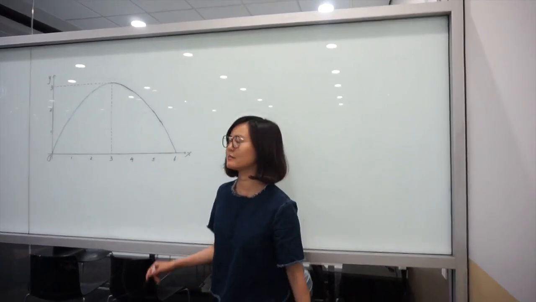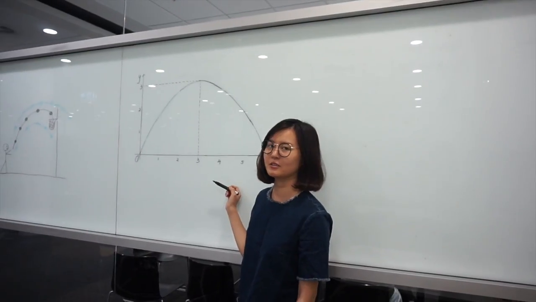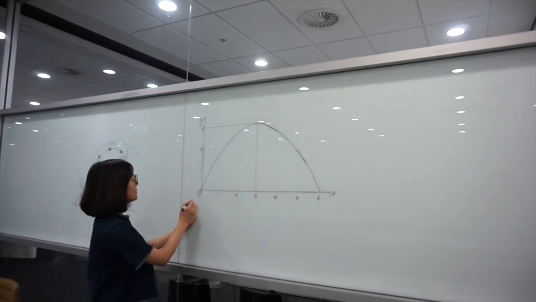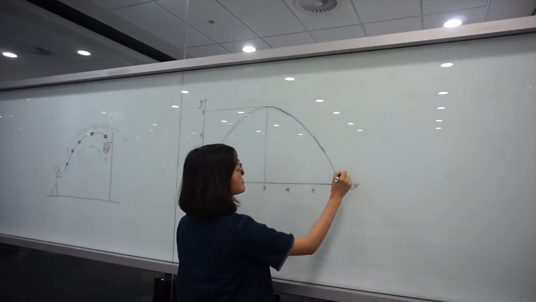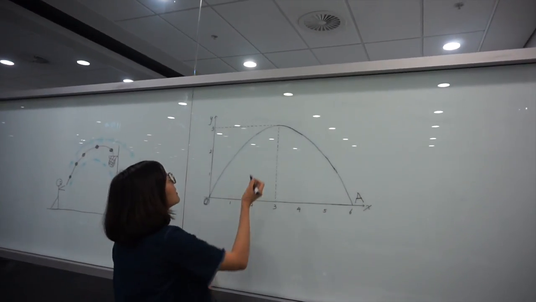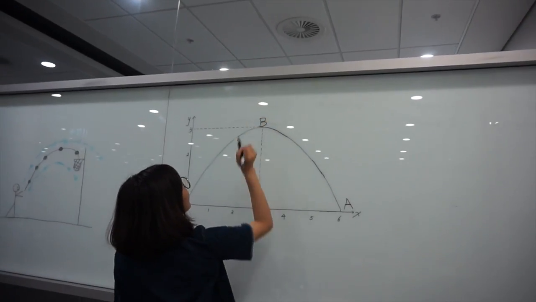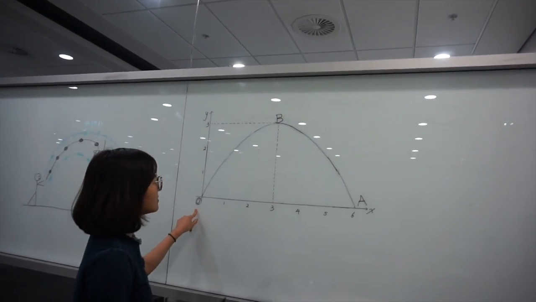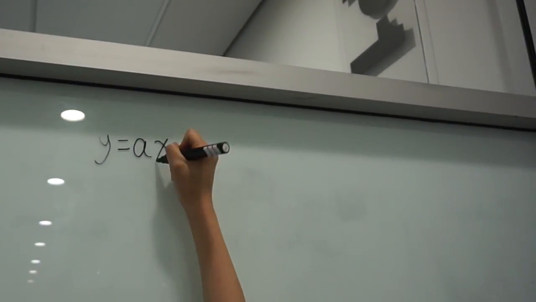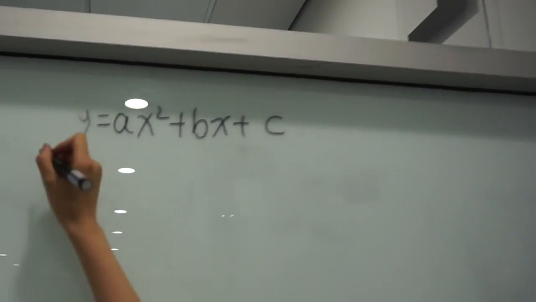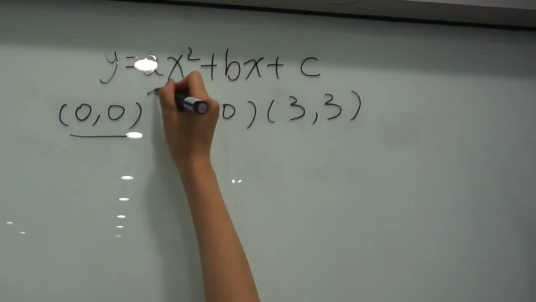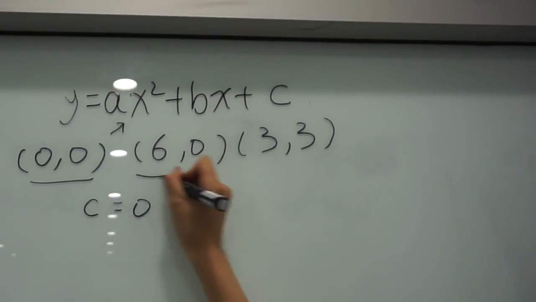Let's see the whiteboard. According to the question, we can draw a graph like this. We suppose O is the origin, A is the other intercept, and the maximum point is B. Then we have 3 points: (0, 0), (3, 3), and (6, 0). The equation of the parabola is y equals ax squared plus bx plus c. We can use these 3 points to find the equation. We put the 3 points in the equation.